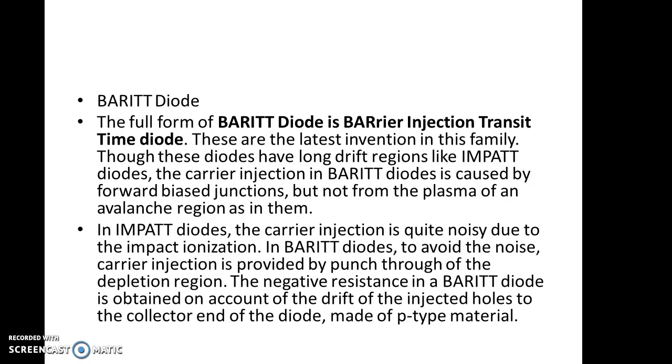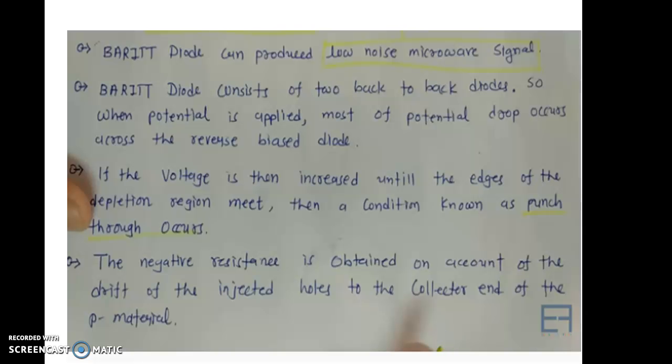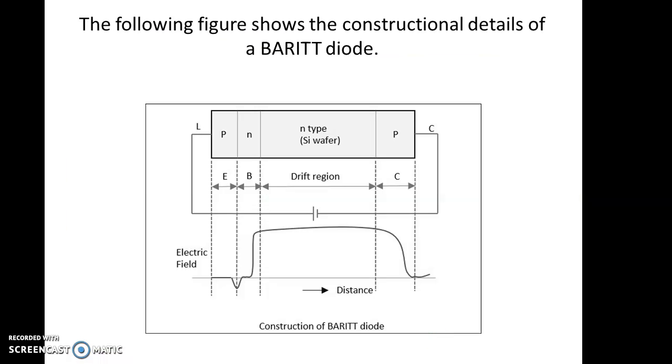In IMPATT diodes, the carrier injection is quite noisy due to impact ionization. Therefore, in BARITT diodes, to avoid the noise, carrier injection is provided by punch through of the depletion region. The negative resistance in the BARITT diode is obtained on account of the drift of the injected holes to the collector end of the diode made of P material. So the BARITT diode can produce a low noise microwave signal. It consists of two back-to-back diodes. This figure shows the constructional design of the BARITT diode.